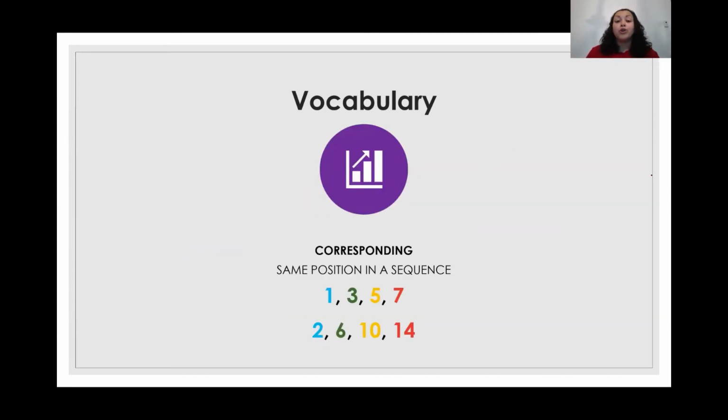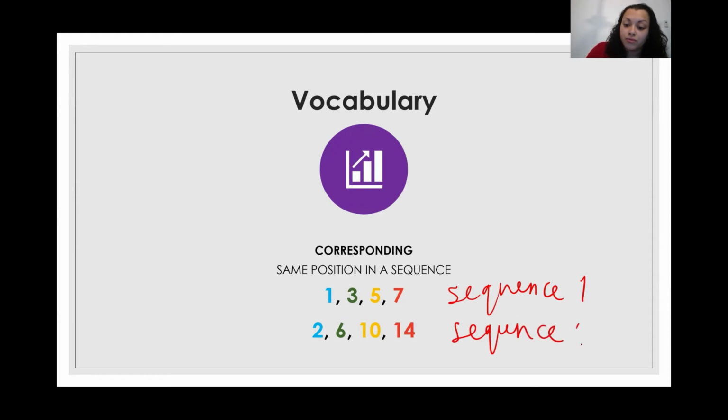The last vocab word is corresponding. Corresponding just means the same position in a sequence. So this is sequence 1, and this is sequence 2. Same position just means that the first number in each of the sequences are corresponding terms. The fourth number in the sequences are corresponding terms.